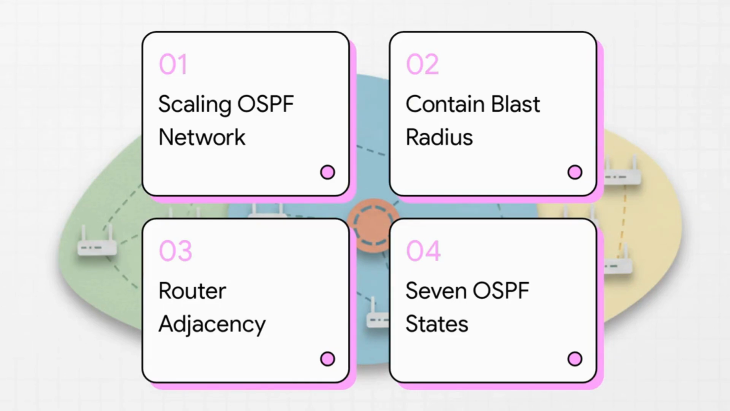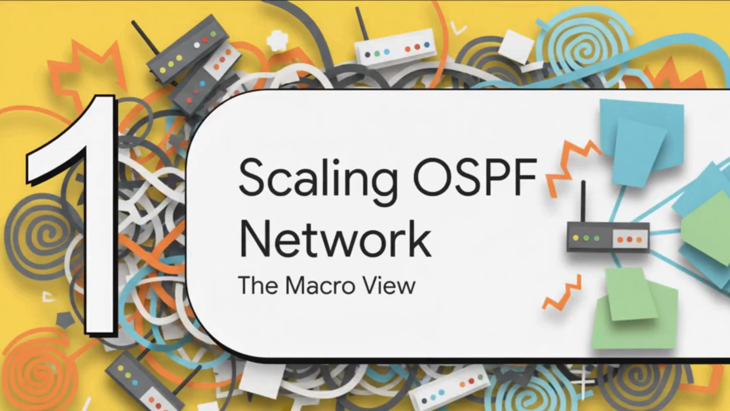All right, here's our roadmap for today. First up, we'll look at scaling the OSPF network. Then, containing the blast radius. Number 3, establishing router adjacency. And finally, we'll wrap up with the 7 strict OSPF states. Let's dive right in. Section 1.